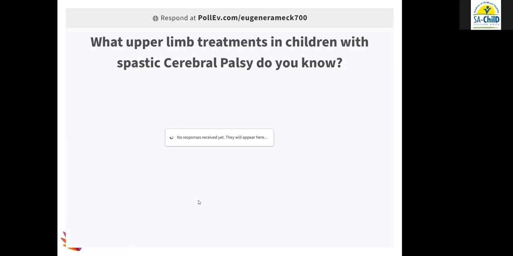All right, we have Botox therapy from 2 people so far. Selective peripheral neurotomy. Physiotherapy, tendon surgery. I'm going to add in another one for physio as well. I'm going to add constraint therapy. Phenol blocks, occupational therapy, orthopedic surgery.